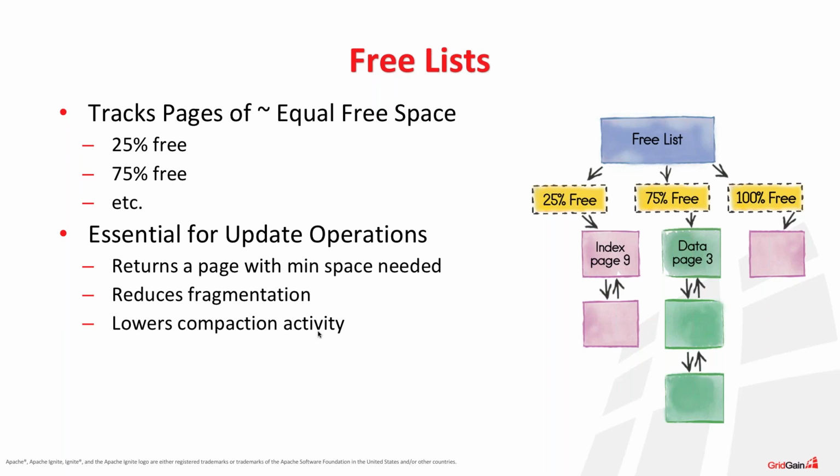Basically, if you take a look at this picture, a free list is a doubly linked list that stores references to pages of approximately equal free space. For instance, there is a free list that stores all the data pages that have up to 75% free space, or there is a list that stores all the index pages that have around 25% capacity left.